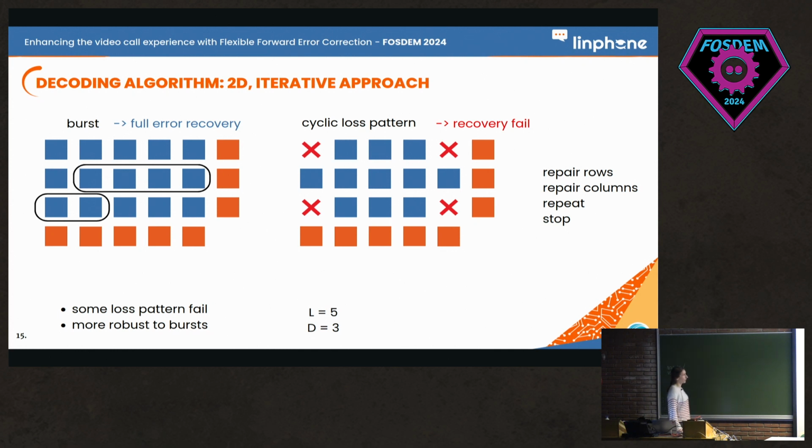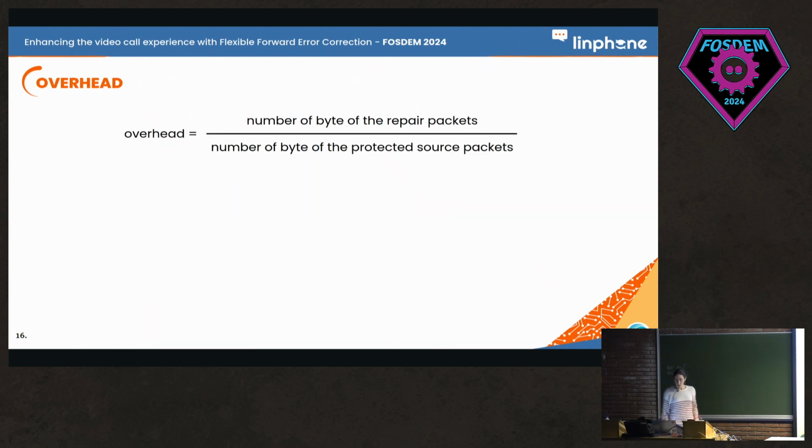All the packets have been recovered, but sometimes you don't have chance and you can't recover some patterns that are connected like a cycle here. So in this case, you can do much more with the flexible FEC. But this two-dimensional protection is really efficient for bursts. But sadly, it has a cost because you have to send a lot of repair packets.